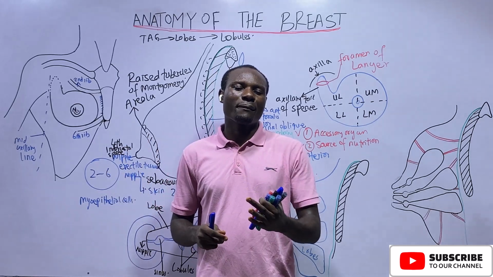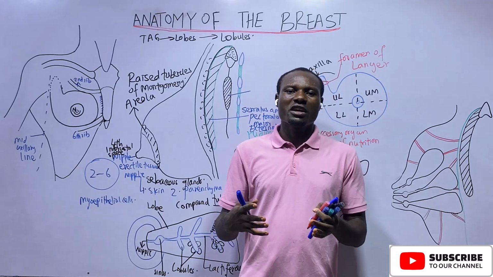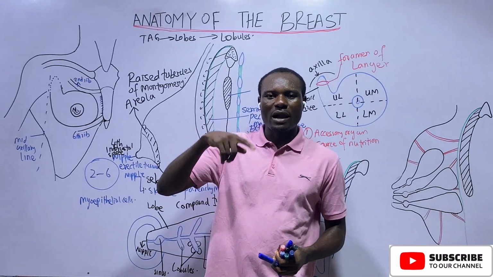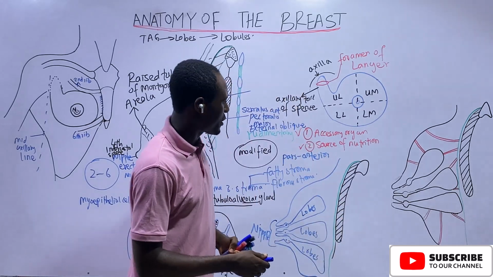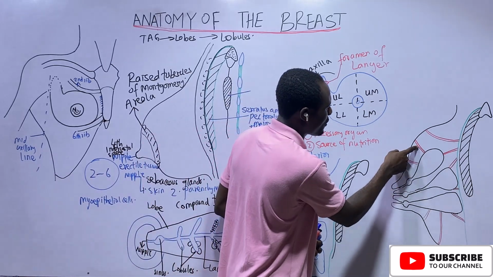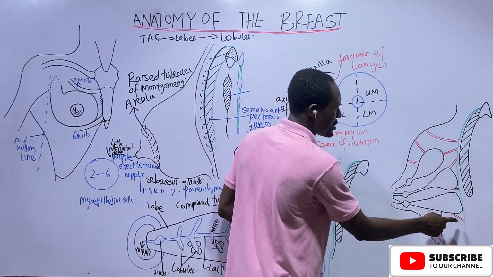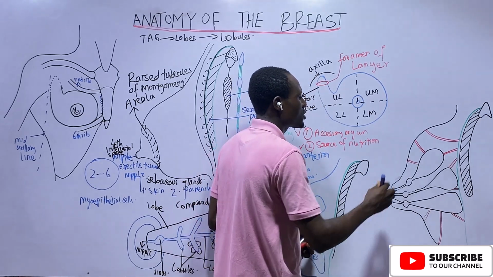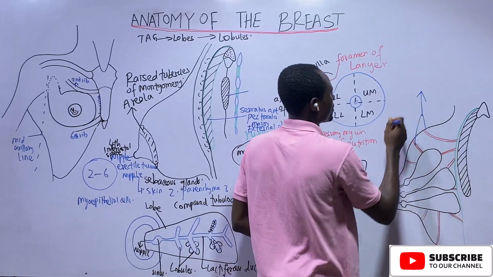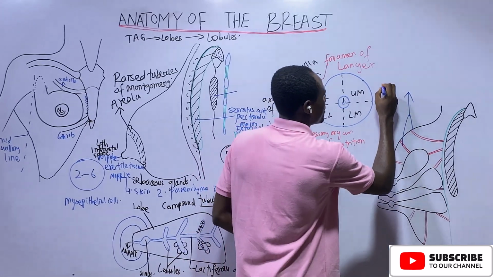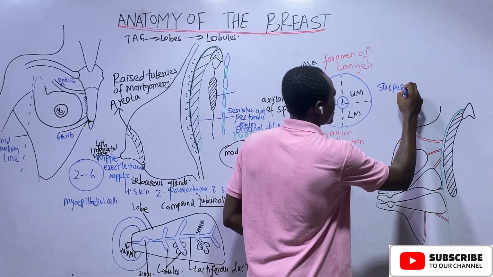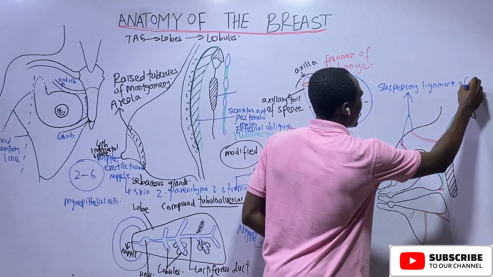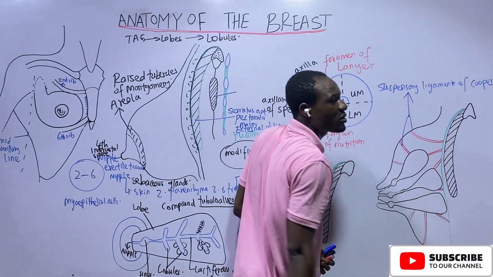How about the fibrous stroma? So the fibrous stroma forms a supporting network for the breast. So the fibrous stroma is thrown into folds, and you can see those folds right here. These folds are called the suspensory ligament of Cooper.